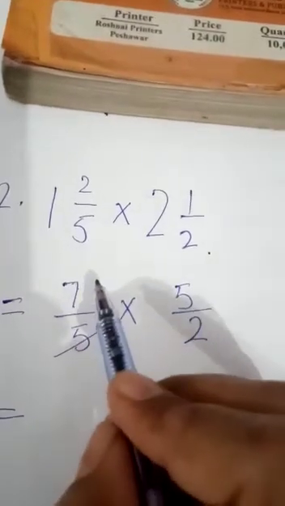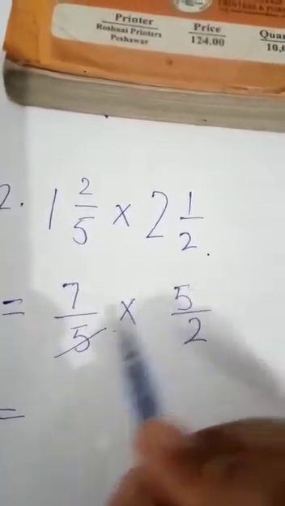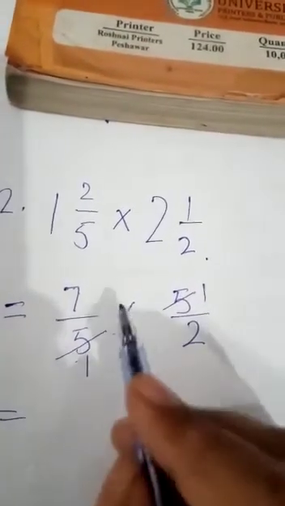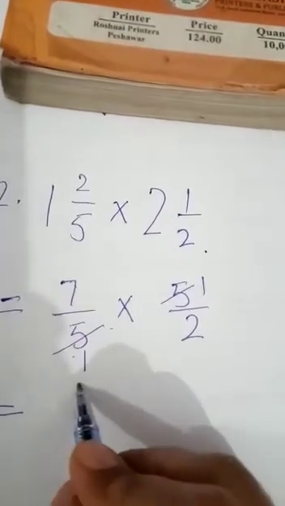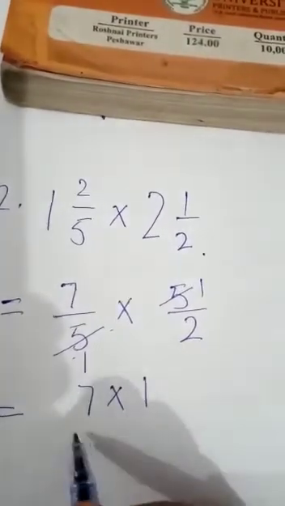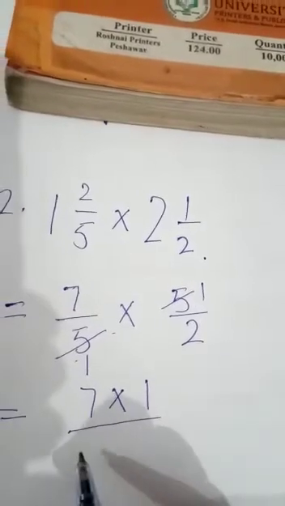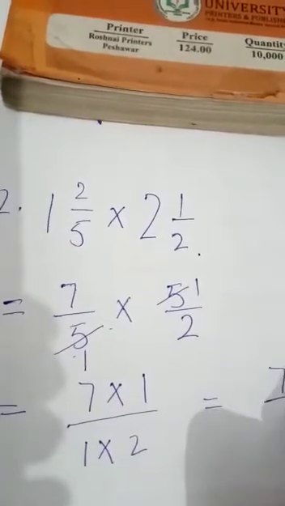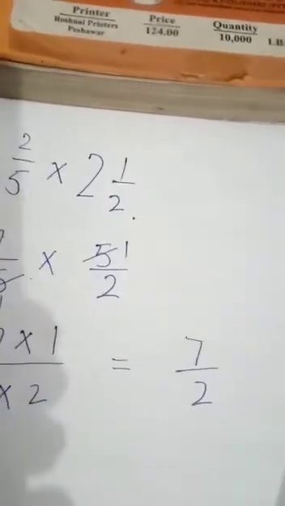We will see the up and down, and in cross it will be cancelled with 5, and 7 and 2 are not present in the same table. That's why we will multiply 7 multiplied by 1 and 1 multiplied by 2. We get the answer 7 1s are 7, 2 1s are 2. Now it is an improper fraction, that's why we will convert it into a mixed fraction. 3 whole 1 by 2. That is the simplified form.